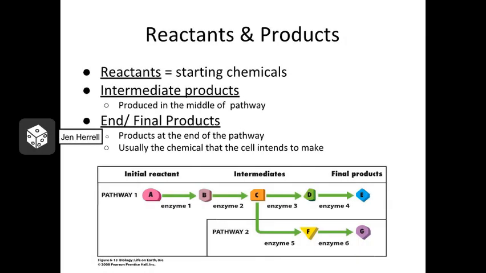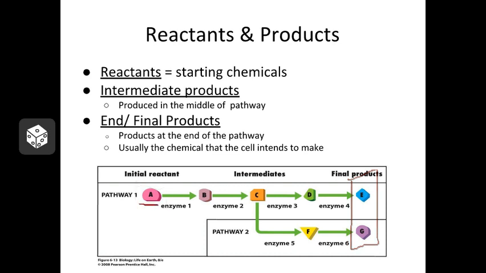Metabolic pathways consist of a series of chemical reactions, all linked together. At the beginning of any metabolic pathway, you're going to have the initial reactant. That's the ingredient that the cell has to work with. At the end of any metabolic pathway, you're going to have the end products. That's the product that the cell actually wants to make and to use for some purpose.